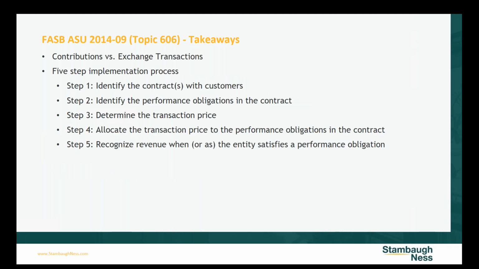Again, first we need to take a look at contributions versus exchange transactions, and then we went through our 5-step implementation process: identifying the contracts, identifying the promises or performance obligations in the contracts, determining the transaction price, allocating it across multiple performance obligations, and then when do we actually recognize the revenue.